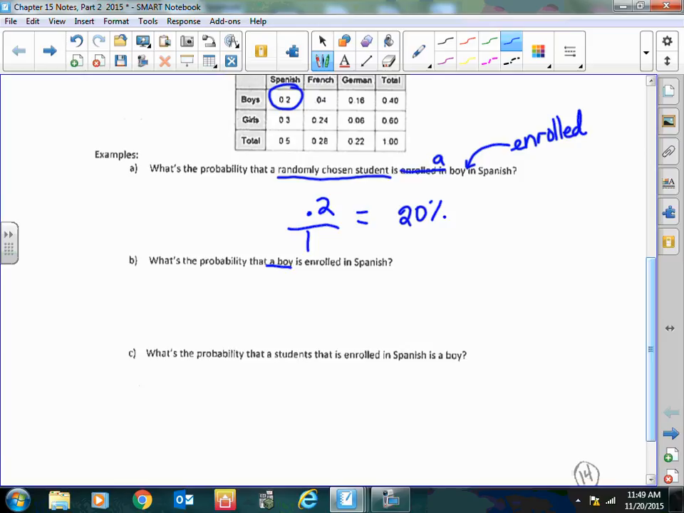What is the probability that a boy is enrolled in Spanish? The shortcut version of this, the way you would notate this, says: what's the probability that a student is enrolled in Spanish given that you know it is a boy? Okay? And that's what makes this different. It's now not out of all students, it's out of the boys. So this looks like this.